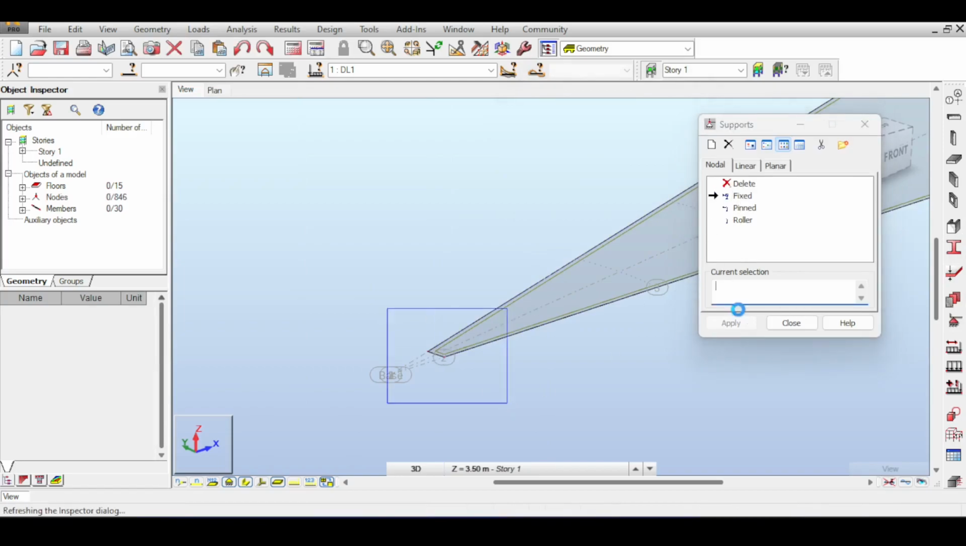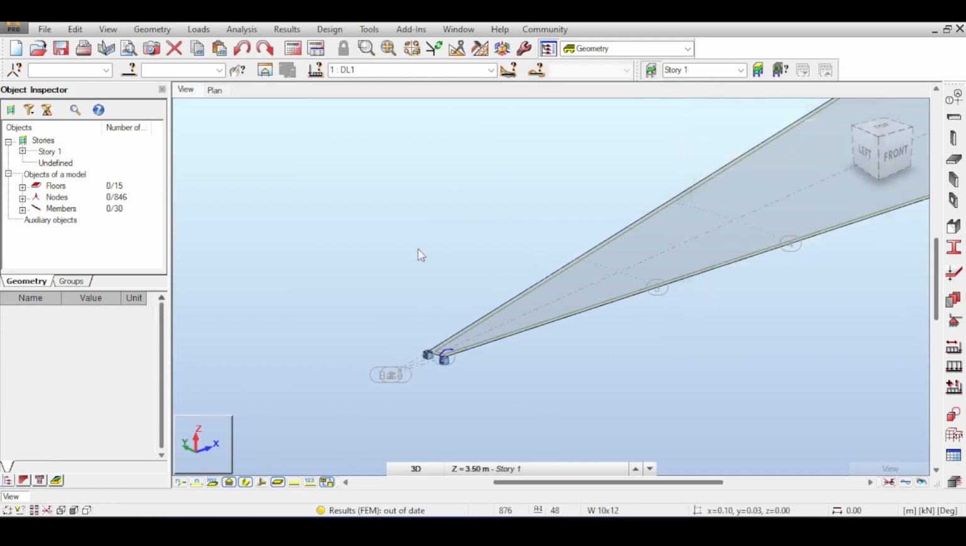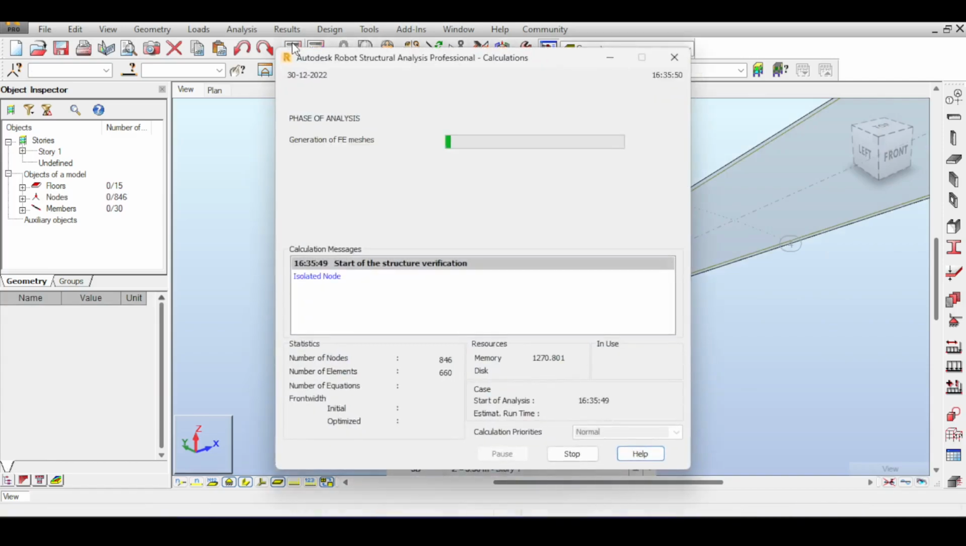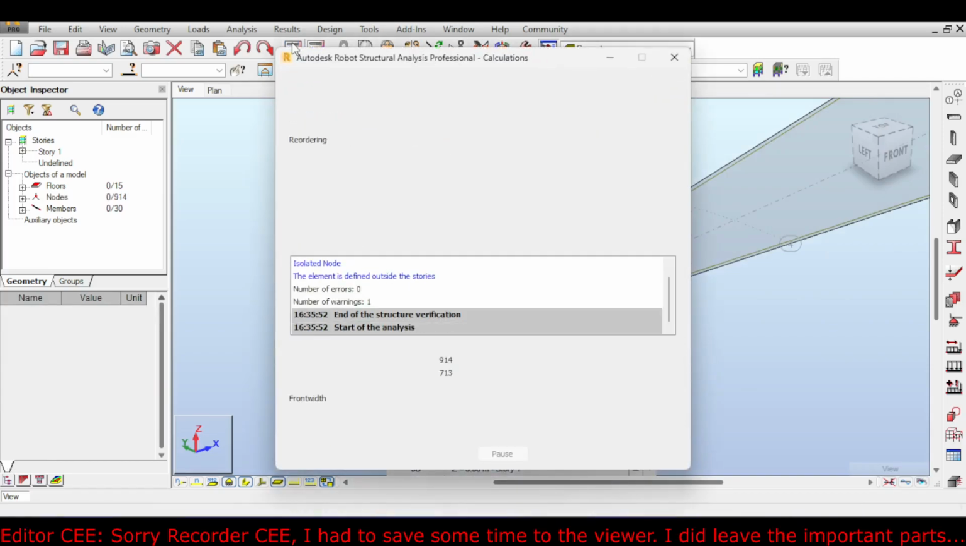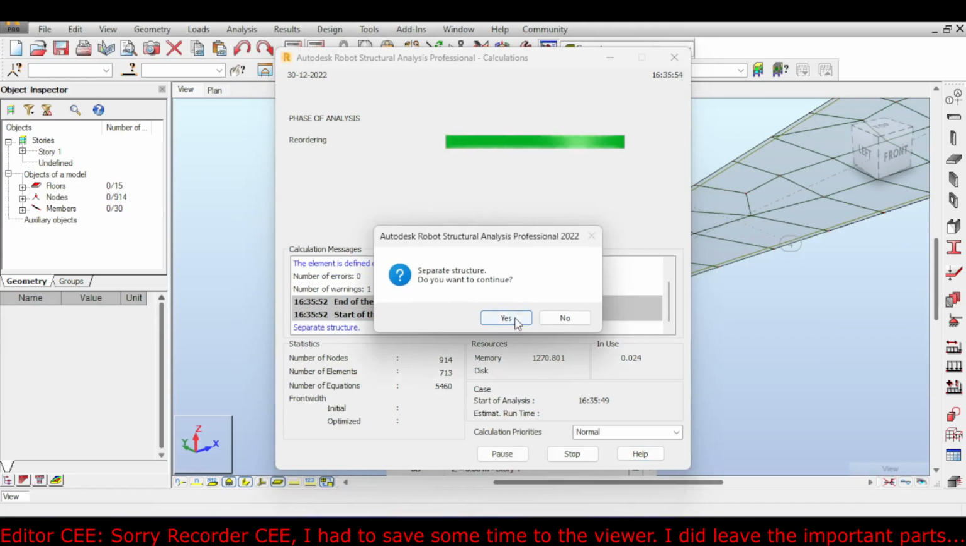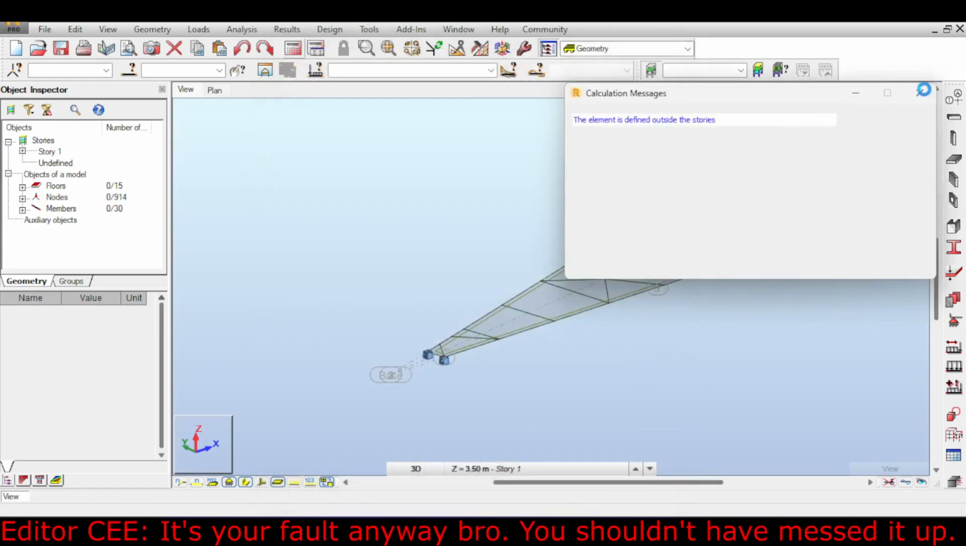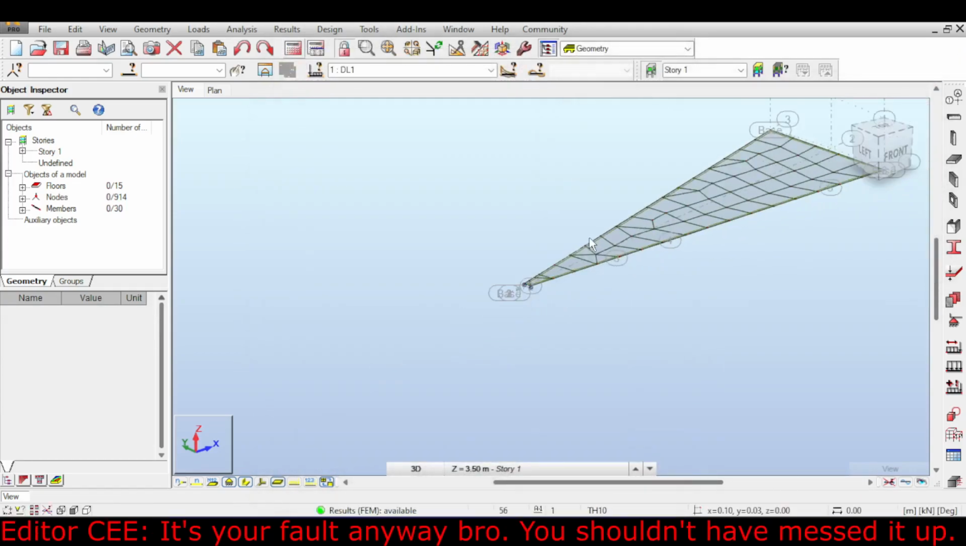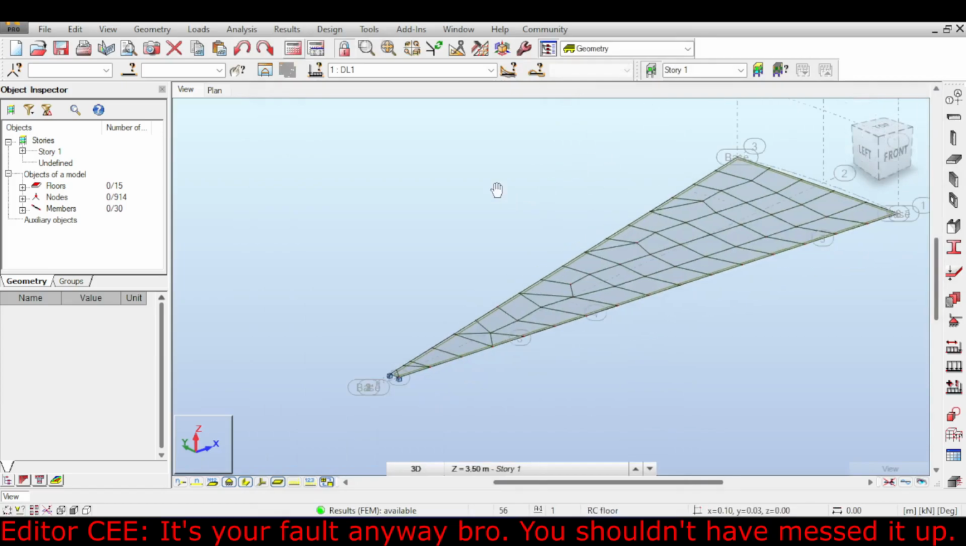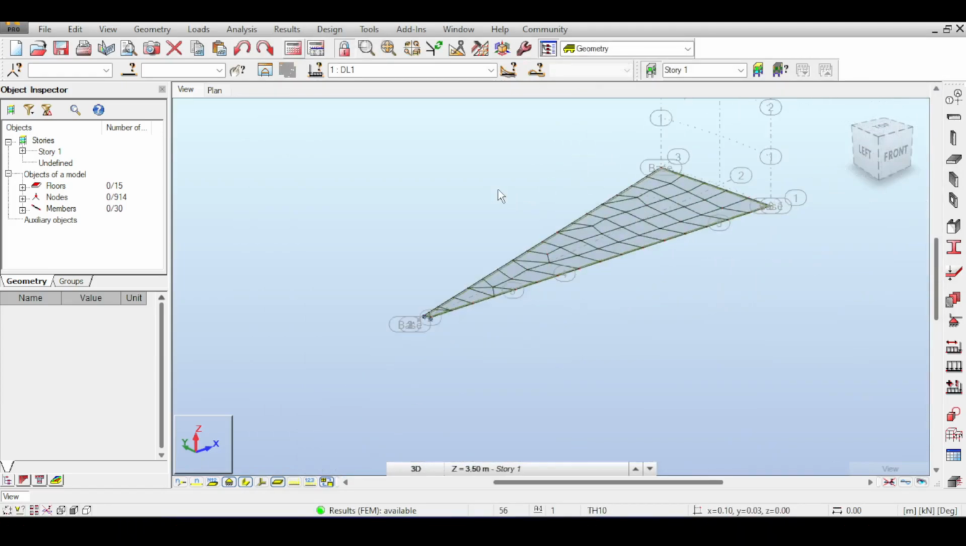So let's select those and fix them and run the analysis. Of course, the failed attempt from last time will not be video edited, because I wanted you to know that, yeah, it's not unstable, it's stable now. I want you to see the wrong way of doing it. So I think now we are doing it the right way.